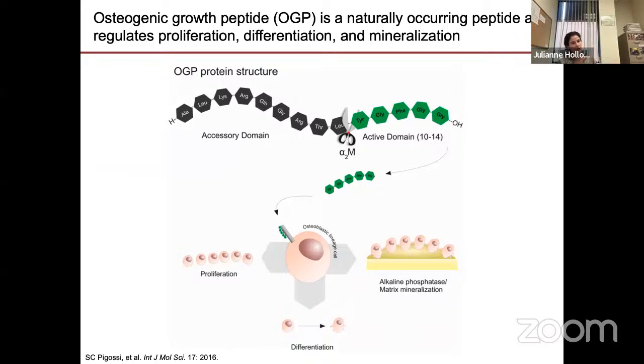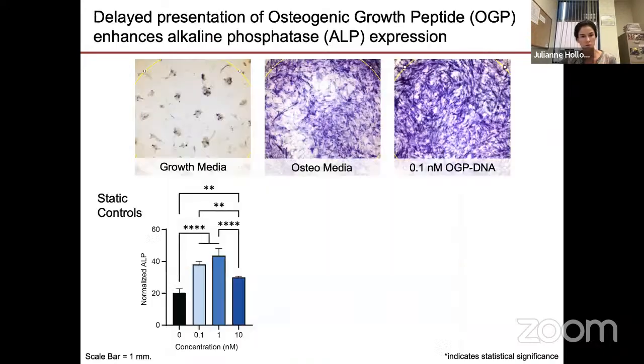Next, we were interested in, could we control differentiation with time? And so we looked at osteogenic growth peptide, which is a naturally occurring peptide, and this regulates proliferation, osteoblastogenesis, and mineralization. And so here you can see in these controls that with increasing concentration, up until about one, you have peak differentiation or alkaline phosphatase activity. And then it decreases at this really high concentration of OGP. But we see that this OGP concentration really does regulate alkaline phosphatase expression, which is an early marker for osteogenesis.